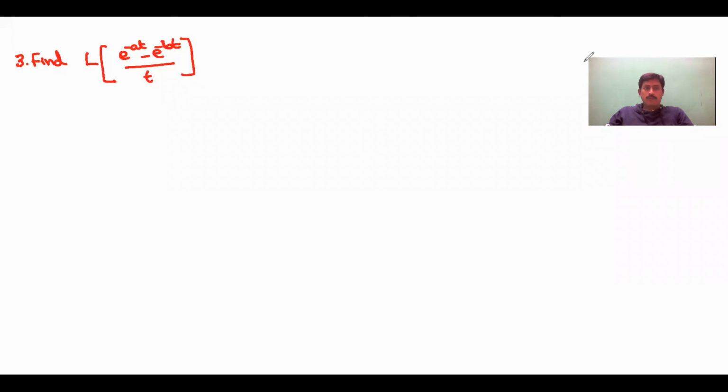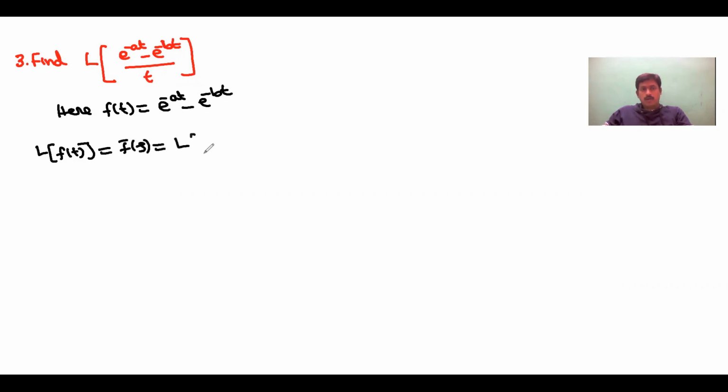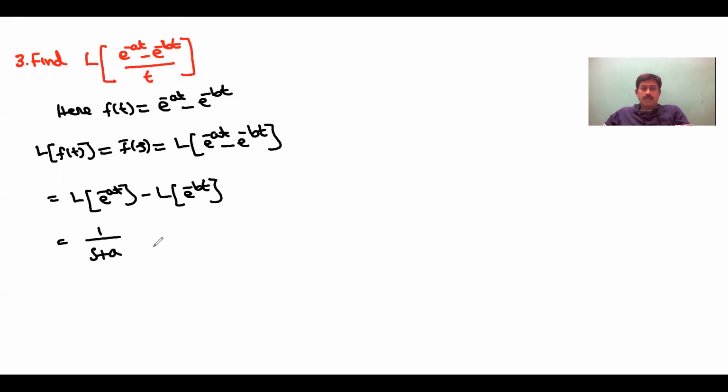Find L of (e power minus at minus e power minus bt) divided by t. Here f of t equal to e power minus at minus e power minus bt. Now I am going to find L of f of t, that is f bar of s equal to L of e power minus at minus e power minus bt. We can write this as L of e power minus at minus L of e power minus bt. L of e power minus at can be written as 1 by s plus a. L of e power minus bt can be written as 1 divided by s plus b. That is our f bar of s.